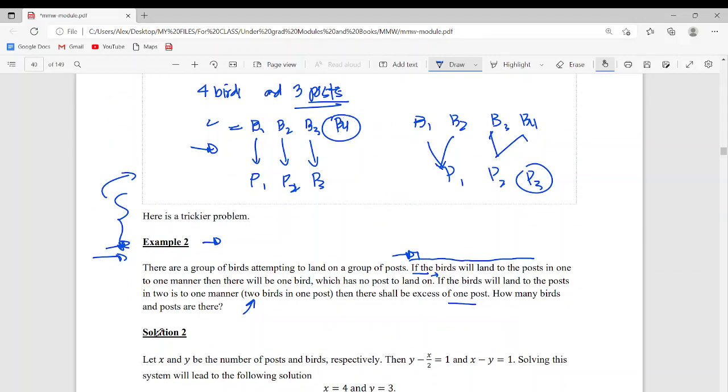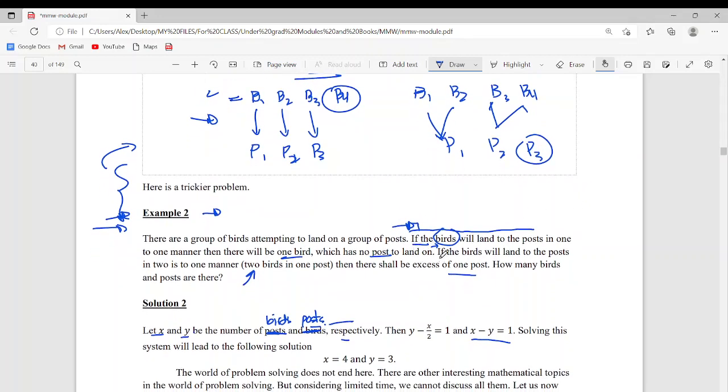So the solution here is to let x and y be the number of posts and birds respectively. Actually, let's change this, it's not the post. Let's reverse it. So let x and y be the number of birds and posts respectively. If we notice, there are more birds than posts since there is one bird that has no post. So since the birds are x and the posts are y, we can write the equation x minus y is equal to 1.